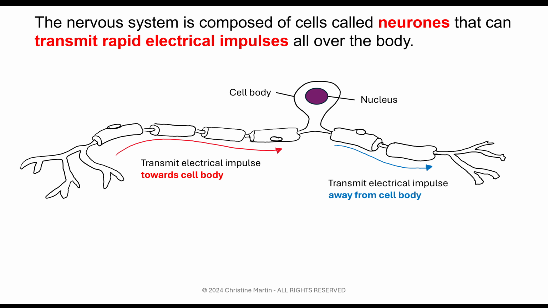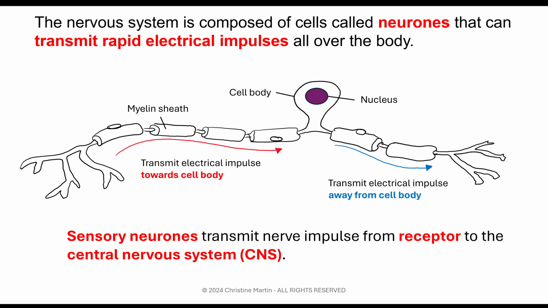So this rapid electrical impulse that's transmitted goes all the way from one end of the neuron right the way down to the end of the neuron. And therefore what we know is a way in which we can speed up the transmission of the rapid electrical impulse is through the use of what's known as a myelin sheath. Now, myelin sheath is something that insulates the neuron and therefore makes it able to transmit that electrical impulse really quickly. So what you need to know is that your sensory neurons are transmitting the nerve impulse from the receptor to the central nervous system.